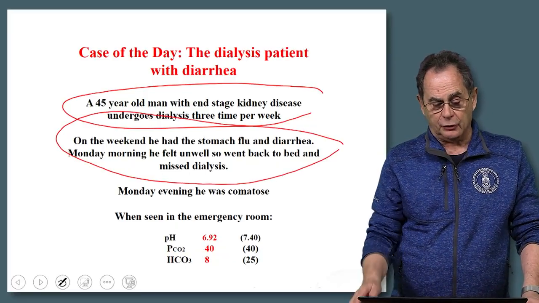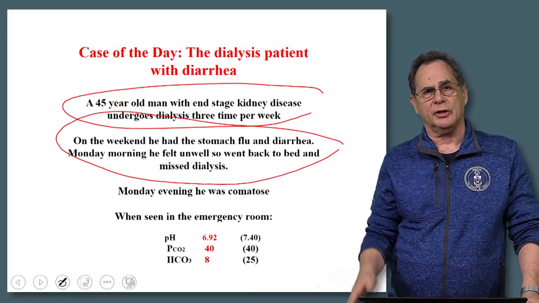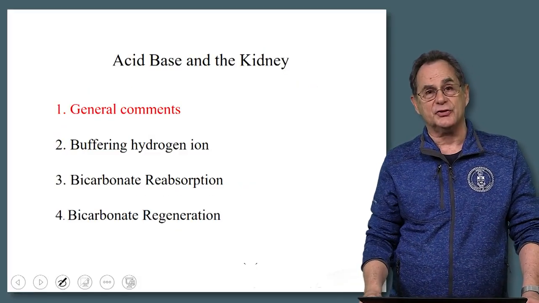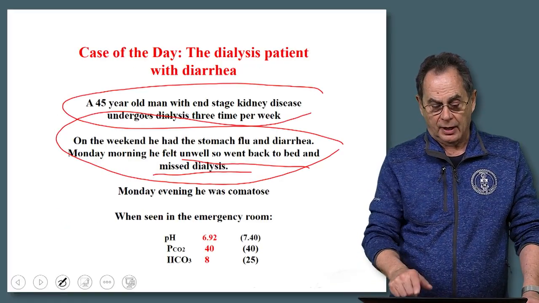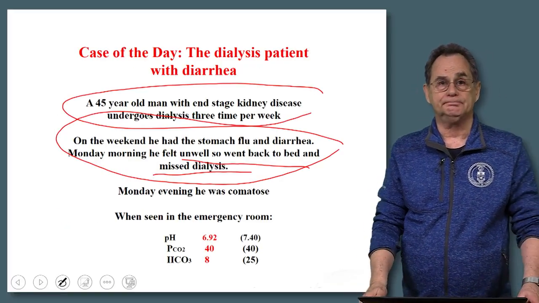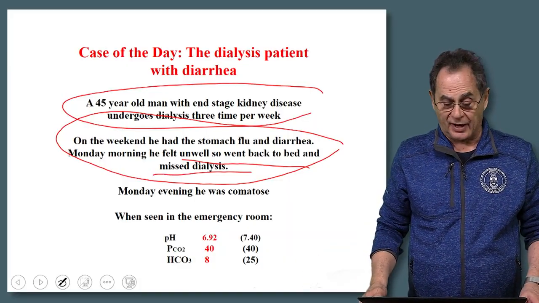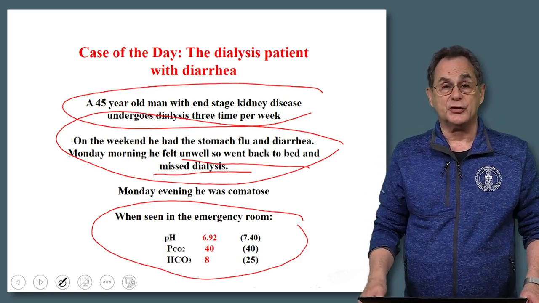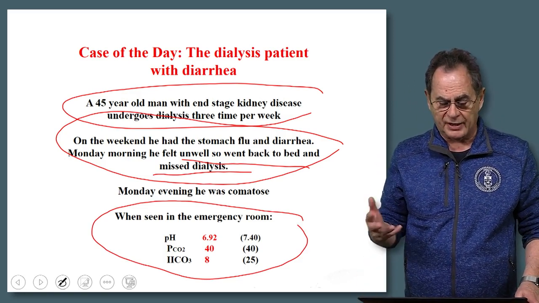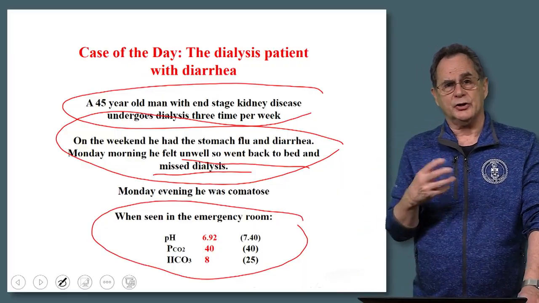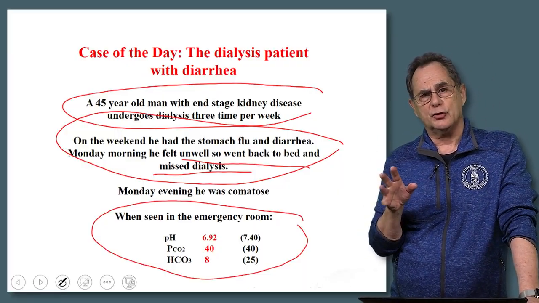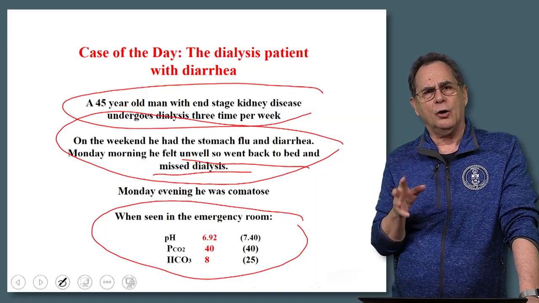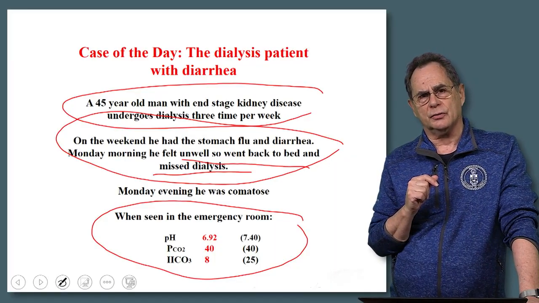He developed a stomach flu that was characterized dominantly by diarrhea. He felt so unwell, he went back to bed in the morning, and he missed his dialysis. Monday morning, he was in a coma, brought into the emergency room when his family tried to revive him, and he was found to have the following parameters. The first is his pH, and we'll talk briefly about that. His pH was 6.9. The normal pH in you and I is 7.4. So 6.9 is profound acidemia, a profound rise in the hydrogen ion concentration.